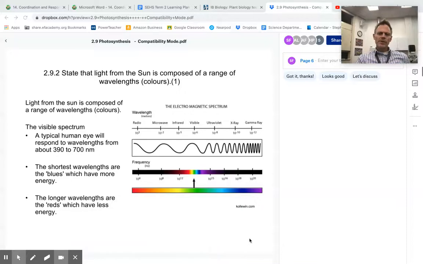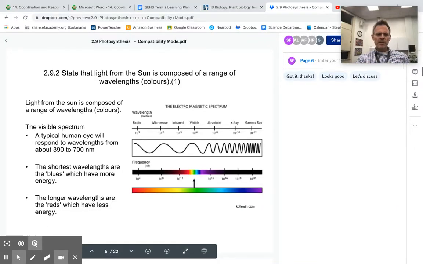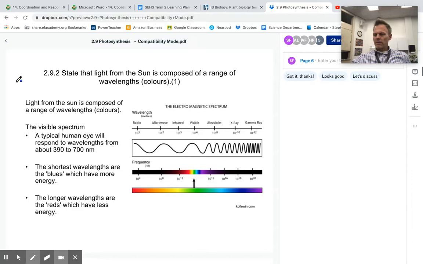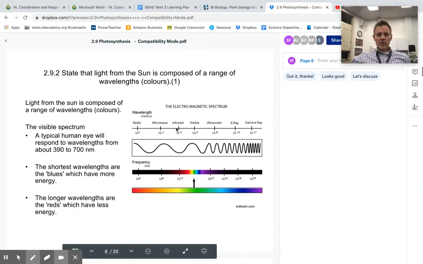In 2.92, it's asking us just to state or remember that light from the sun is composed of many different wavelengths. So let's talk about sunlight for a little bit. All of this stuff here comes from the sun, from radio waves all the way to gamma rays. Radio waves are low energy, their frequencies are low and their wavelengths are very long. And when you get this way, we have higher energy.